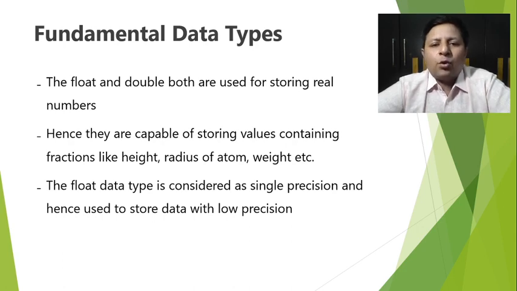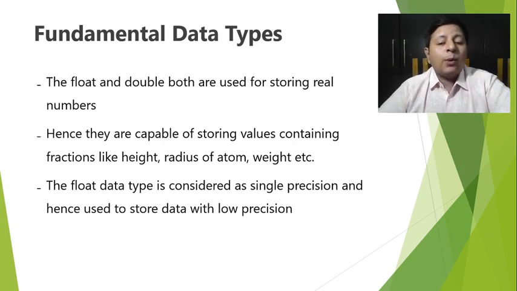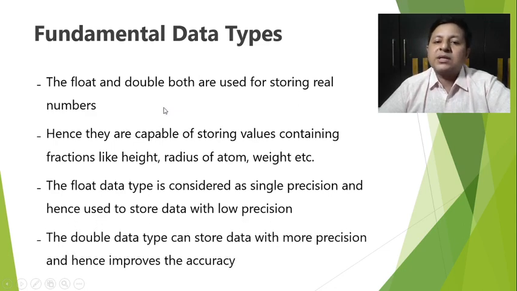Then float type of variable, or using the float data type, would be preferable here. But suppose I want to store the radius of an atom, where maybe the number of decimal places will not be only 2 or 3, it'll be more, because I want to store it more accurately. In that case, I'll be making use of double, because double is considered as double precision. So it has got more memory, and hence it can store more number of decimal places with accuracy.